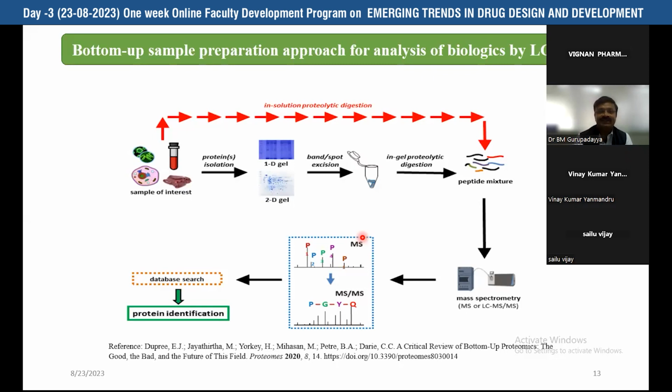In such cases, there is a bottom-up sample preparation technique. In this technique, the sample is directly taken into proteolytic digestion. The sample is of biological origin, and it undergoes protein isolation, which can be done by using a chromatography technique. Either by using gel chromatography, 1D or 2D, different techniques are available where the migration of these proteins can be done by gel chromatography.